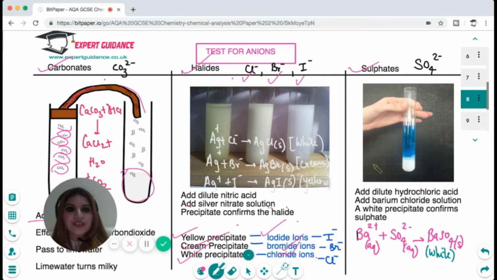For the test of sulfate, we add dilute hydrochloric acid and then add barium chloride solution and we see a white precipitate. Why is there a white precipitate? Because barium and the sulfate ions combine to form barium sulfate, which gives a white precipitate. So you should know all these ion tests and how we perform them.